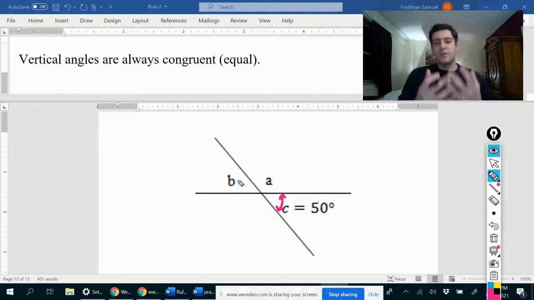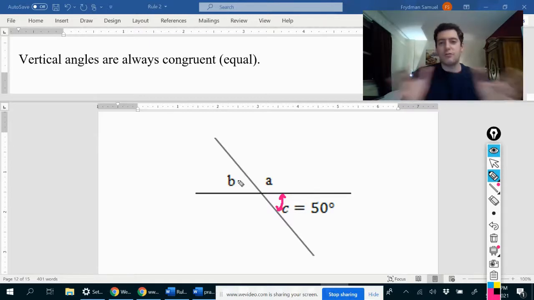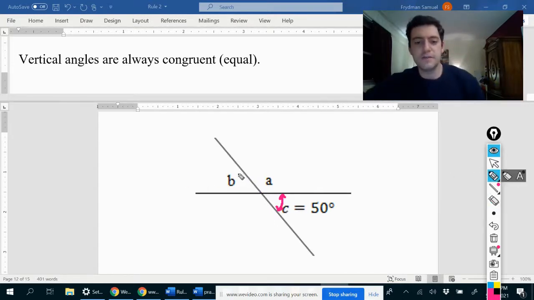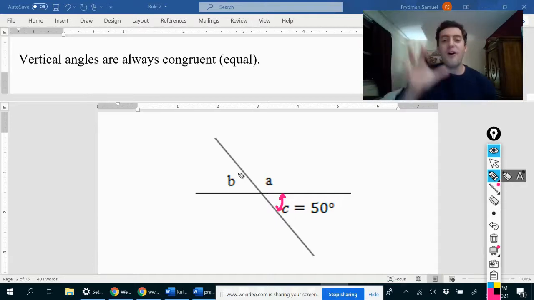Again, I'm going to talk about the difference between vertical and adjacent because that throws so many students off. C and B are vertical. They're across from each other here. C and A are not vertical. These would be adjacent. A and B also are not vertical. A and B would be adjacent. They share this common side and this common vertex over here. So just a quick review of the difference between vertical and adjacent. So anyway, angles C and B are adjacent. Oh my gosh, I'm sorry. They are vertical.